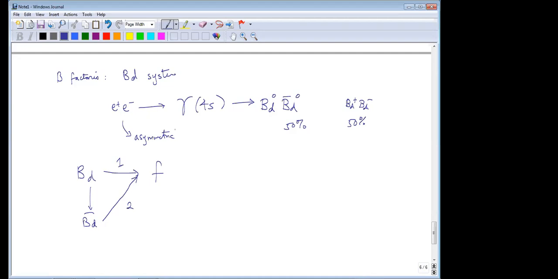And in particular, the CP asymmetry for B to J/psi K short. J/psi is a c c bar, charmonium. So in other words, this would be a b to c transition. And this object is related to the angle beta of the unitary triangle.